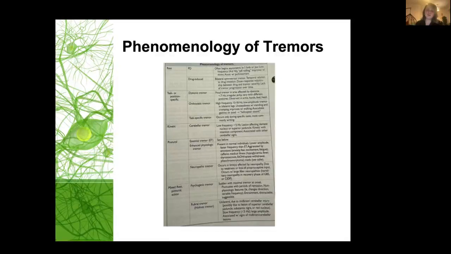And there is a dose-response relationship between the drug and the tremor severity, but it doesn't progress over time. So these two are prominently related to the rest tremors. If the tremor is more task-specific or position-specific, you need to consider one of 3 options.